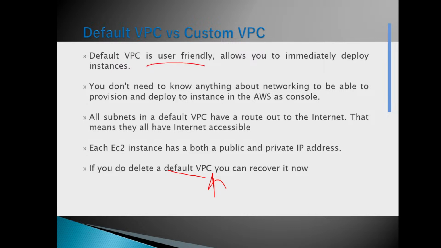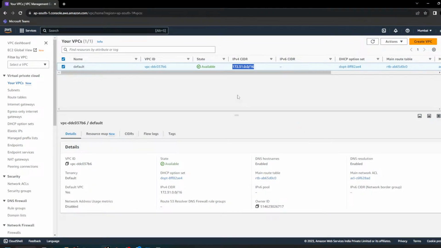So it's user friendly. You don't need to know anything about networking. But in default VPC, everything is connected to internet. That's why you will get a public and private IP. So I don't have that much control on default VPC. I can do changes, but it is not recommended by Amazon to change the default VPC. Instead of that, you should create your own custom VPC. And this is the IP range of your default VPC.